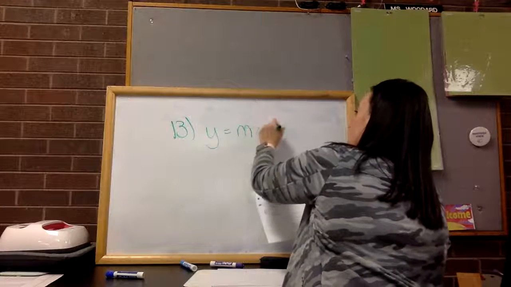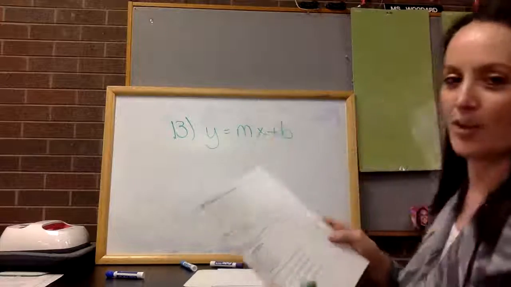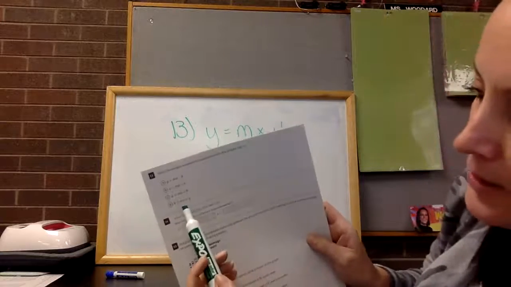Y equals mx plus b. We've been talking about this slope-intercept form. So y equals mx plus b.